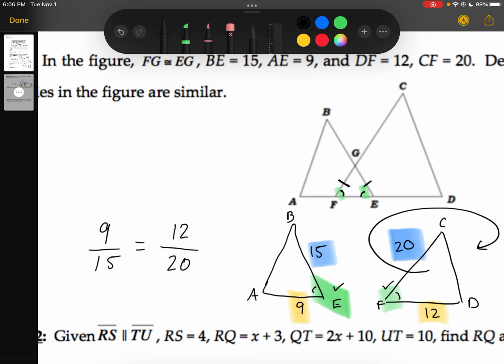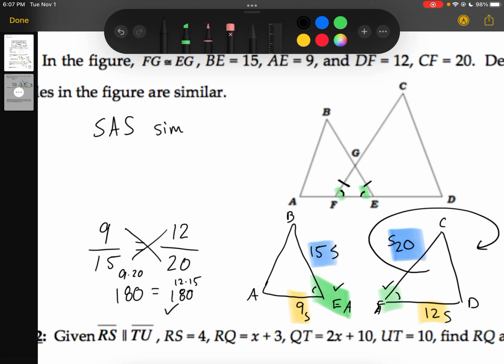So we have yellow over blue, we have yellow over blue, so it's time to do some cross multiplication and see if this one actually does work out. In this case, 9 times 20 gets us 180. And then if we also do 12 times 15, so I want to punch that into the calculator, 12 times 15 also gets 180. So because of this, we proved that we have an angle that is the same, and we've also proved that our sides are similar.